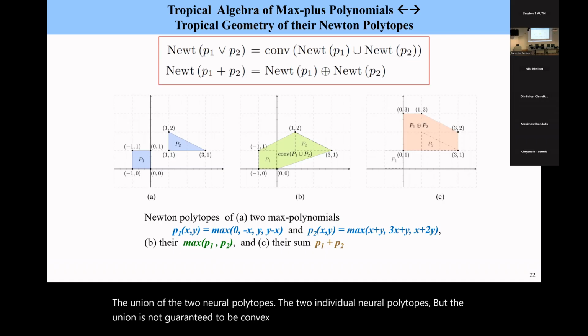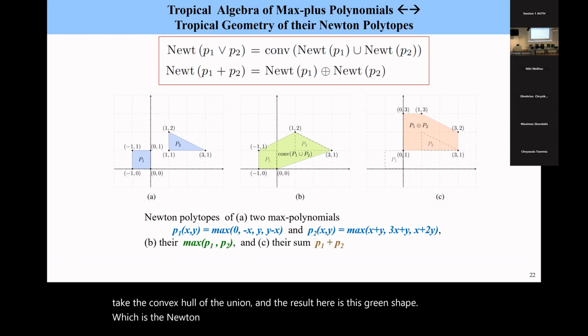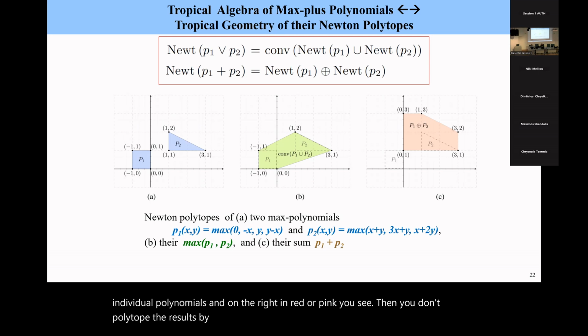Therefore, after we take the union, we have to take the convex hull of the union. And the result here is this green shape, which is the Newton polytope of the polynomial that results by maxing the two individual polynomials. And on the right, in red or pink, you see the Newton polytope that results by summing the two polynomials, P1 and P2. The result geometrically will be the Minkowski addition of the two individual polynomials.